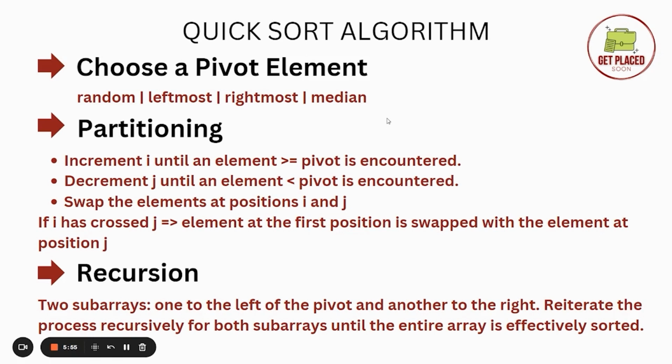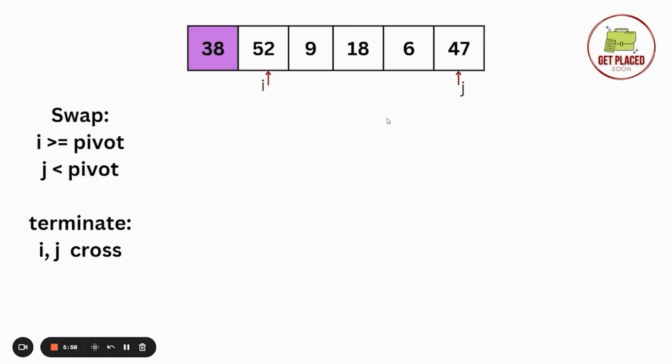Now don't worry, let's look at an example and understand quicksort. Given the unsorted array, let's take the first element as pivot, that is 38. As we are taking the first element as pivot, let's consider the i pointer as pivot plus 1, that is i equals 1, which is 52. Now let's take the jth pointer at the end of the array, that is 47.